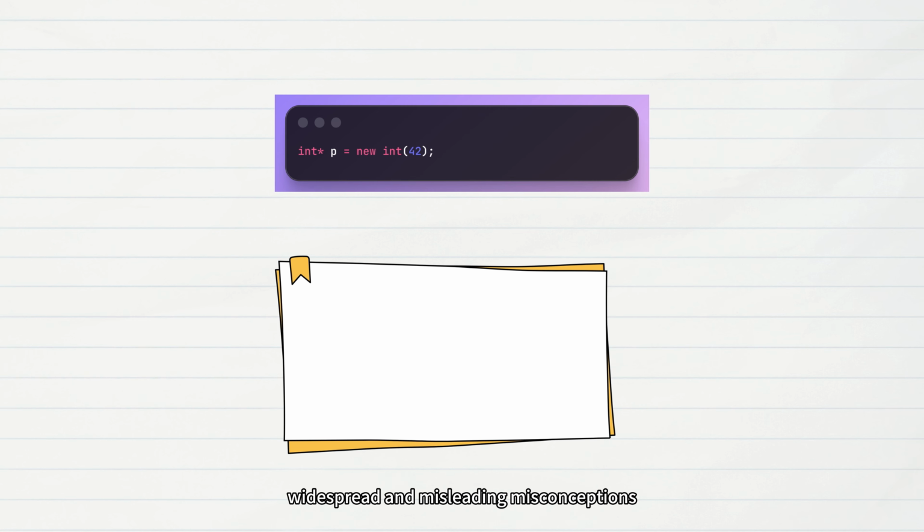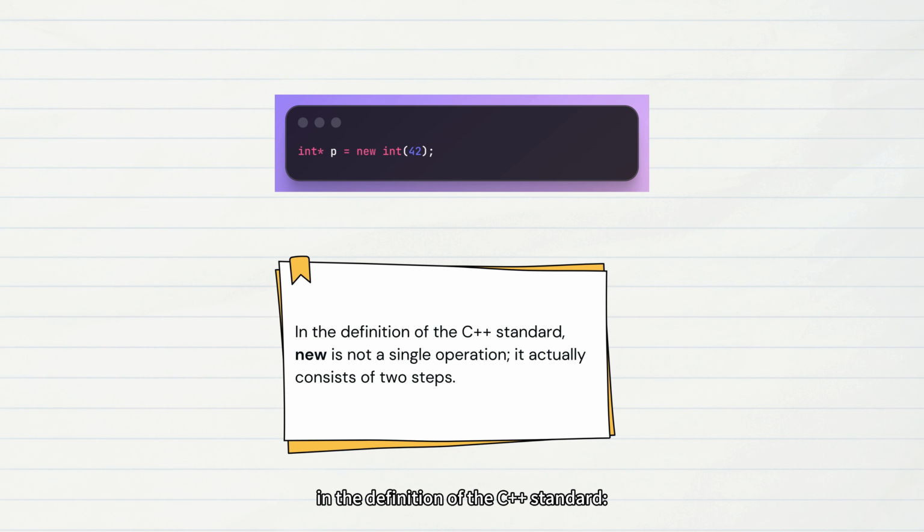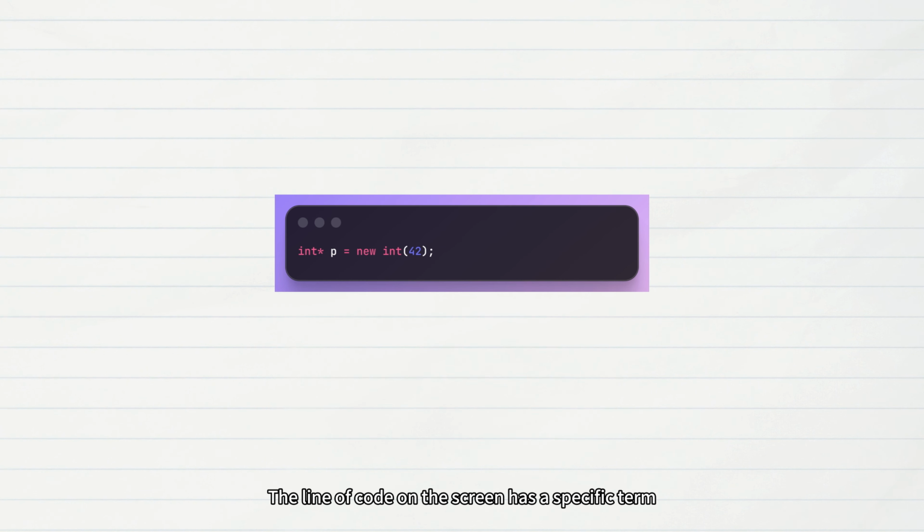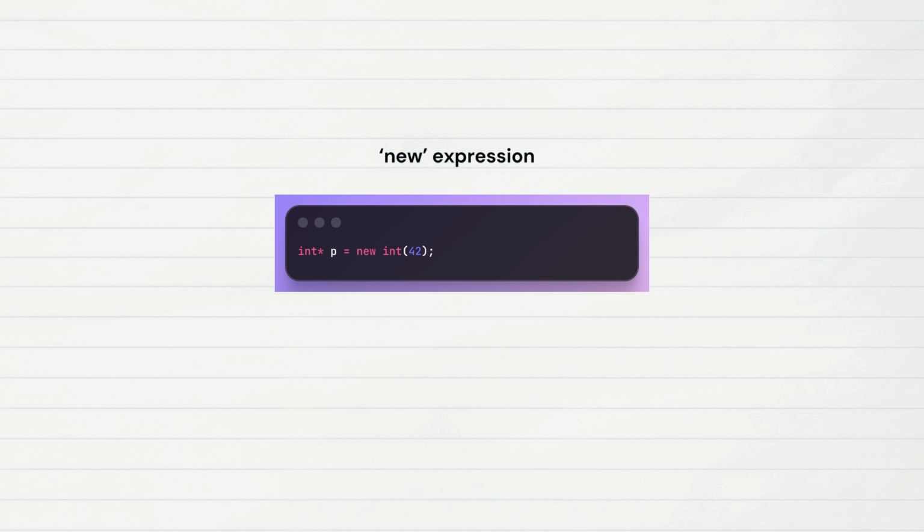To understand the underlying logic of this line of code, we first need to break one of the most widespread and misleading misconceptions. In the definition of the C++ standard, new is not a single operation. It actually consists of two steps. This is also a core design philosophy that sets C++ apart from many other high-level languages. The line of code on the screen has a specific term in the C++ standard called a new expression. The execution flow of this expression is strictly defined by the standard, and no compiler can violate it.